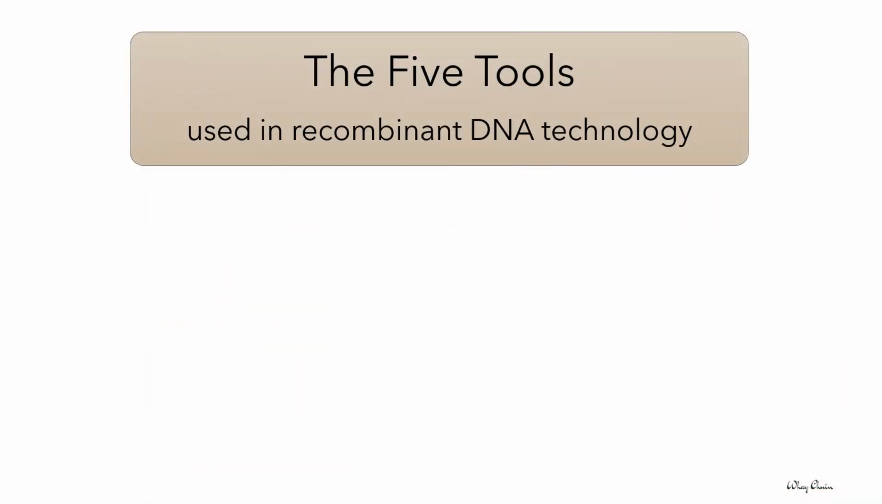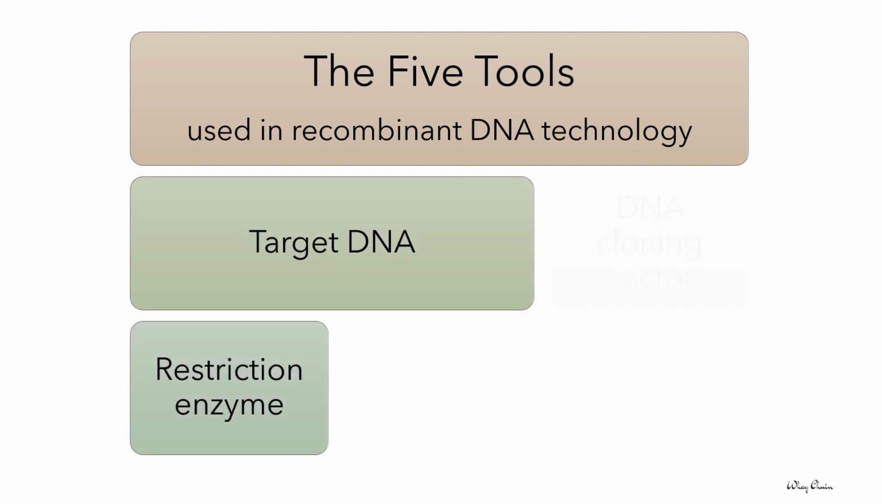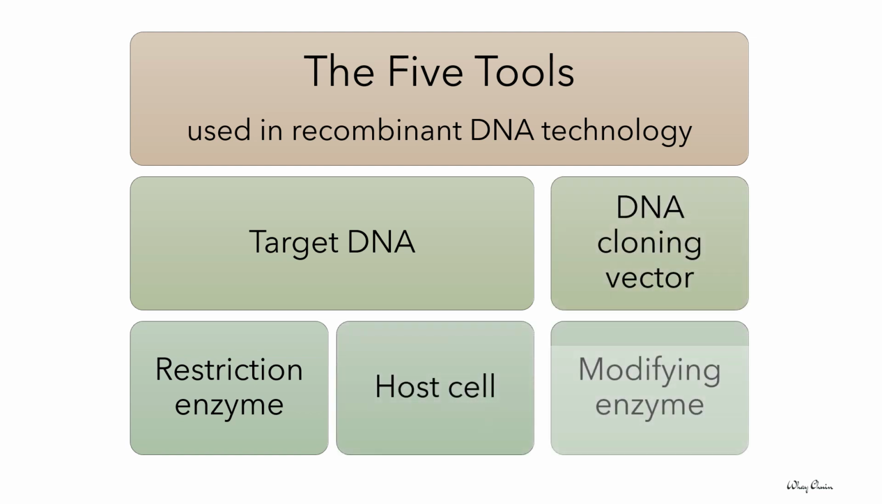For the second learning outcome in subtopic 7.1, students should be able to list 5 tools used in recombinant DNA technologies. So basically, you should also understand the function of each of them. And we notice that there are 2 DNAs involved here, which are the target DNA and the DNA cloning vector. And 1 cell involved, we call it the host cell. And there are 2 types of enzymes involved, which are restriction enzyme and modifying enzyme.